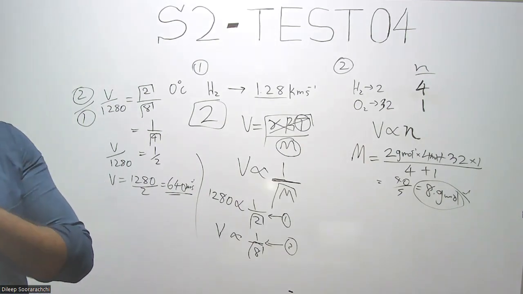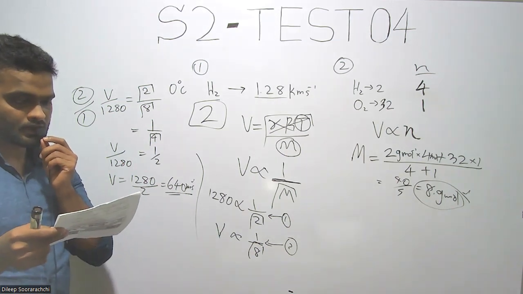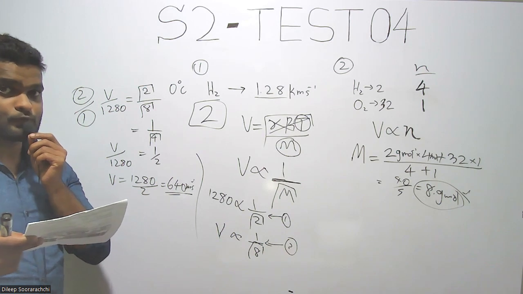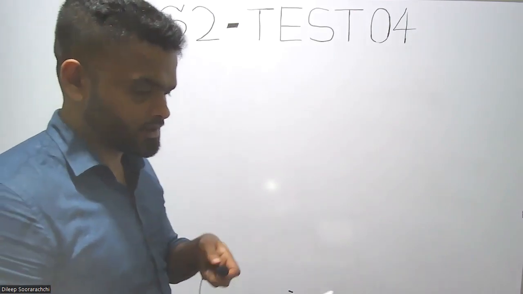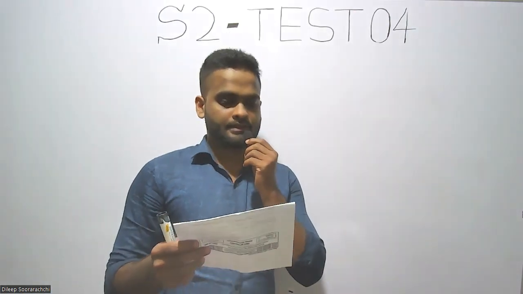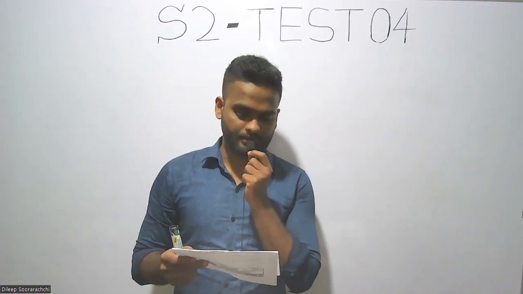So the answer should be the second one for the fifth question. Okay, sixth question. At 324 Kelvin, sound speed in air is 360 meters per second. If its pressure is halved and temperature is increased to 400 kelvins, sound velocity in air is, right?